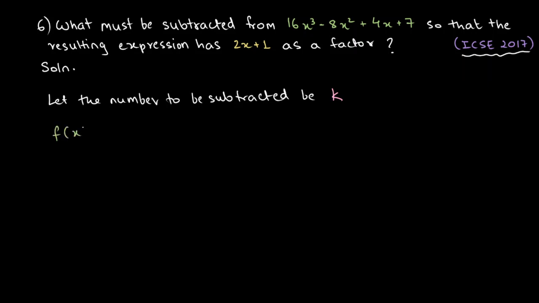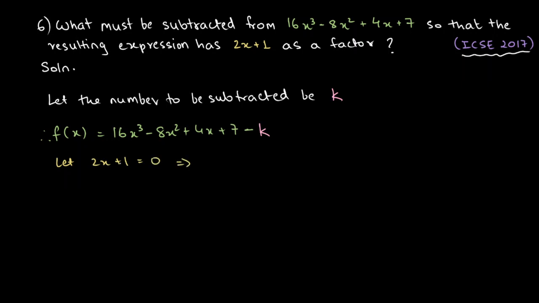Therefore f of x is equal to 16x cubed minus 8x squared plus 4x plus 7, that is already given to us, minus the value which we have taken as k. That is our f of x, and it says that the resulting expression has 2x plus 1 as a factor. So our divisor is basically 2x plus 1, and we can start by saying let our divisor, 2x plus 1, be equal to 0.